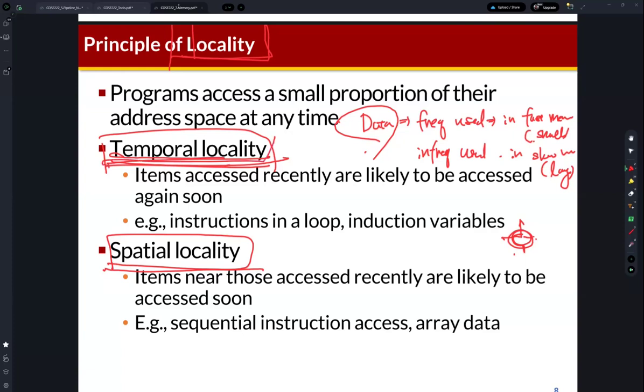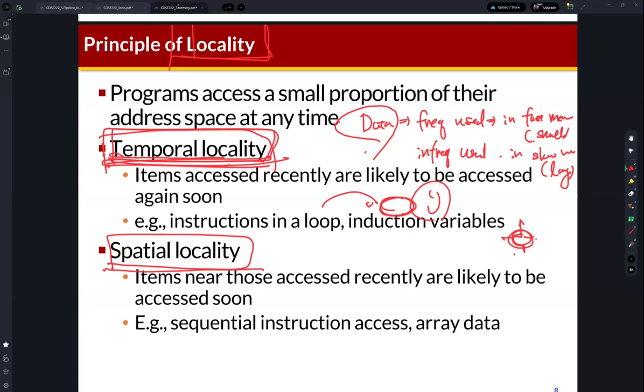The temporal locality means that our program accesses a certain data, a certain variable, like a variable i. Then this variable will be accessed again in the near future. This is called the temporal locality.